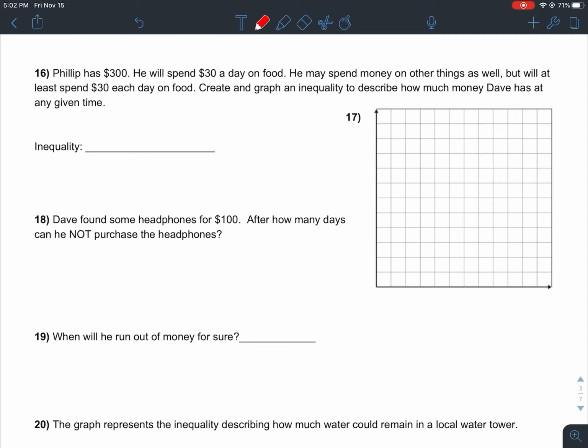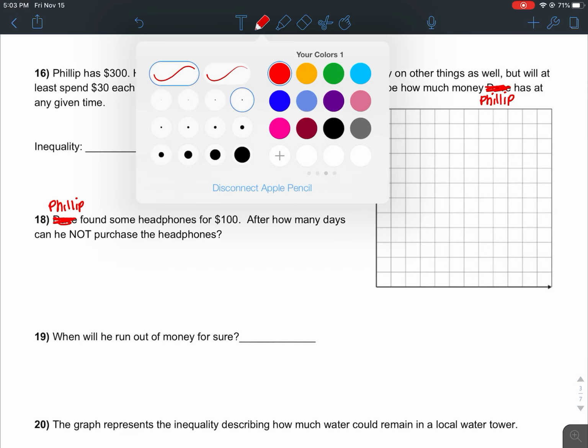Create a graph and an inequality to describe how much money Philip has at any given time. And number 18 should also say Philip. That's my bad. Typos. All right, so we need to come up with an inequality that somehow represents this situation.